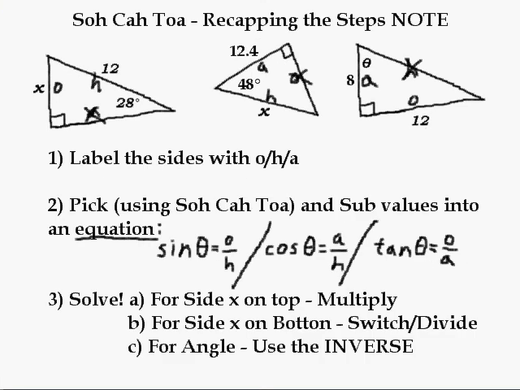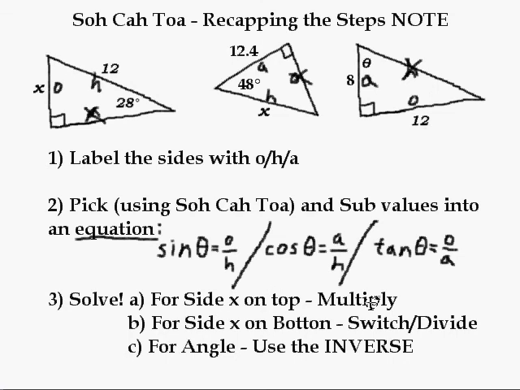Okay, that's better. So now that you can read this thing, remember that our steps are label the sides with O, H, and A, as you can see that I've done up there for each one of those triangles. We are going to pick using Soh Cah Toa and sub the values into an equation. So you could either use the sine equation, sine theta equals O over H, cos theta equals A over H, or tan theta equals O over A. And then you solve. Now, there's 3 different ways to solve, so that's why I've got ABC.